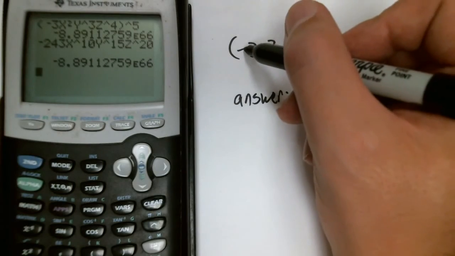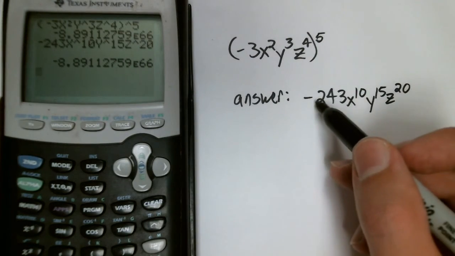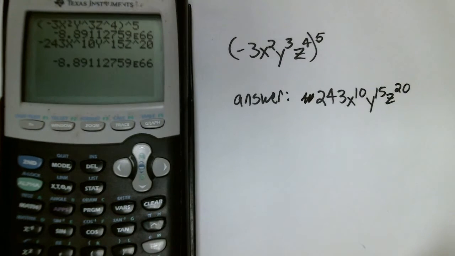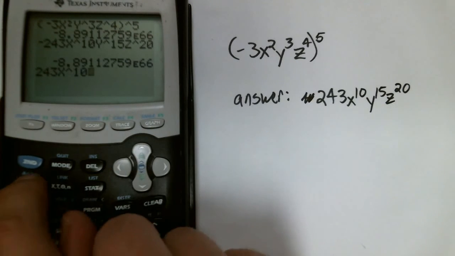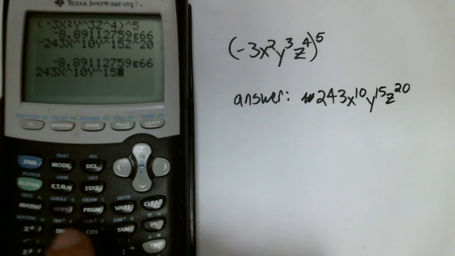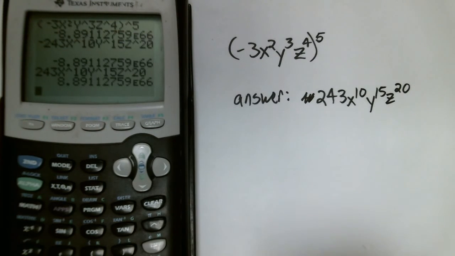Let's say you forgot that a negative raised to an odd power is a negative. Let's say you forgot that, and you put your final answer as positive 243. Watch this. Positive 243, x to the 10, y to the 15, z to the 20. Okay, I get a positive number. I say, uh-oh, wait a minute, they don't match. I did something wrong. Something's wrong.